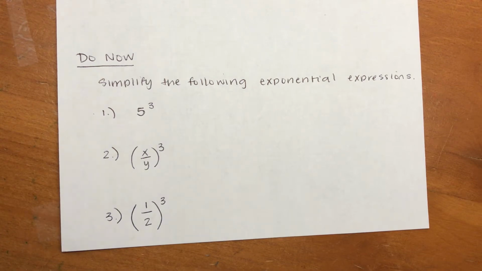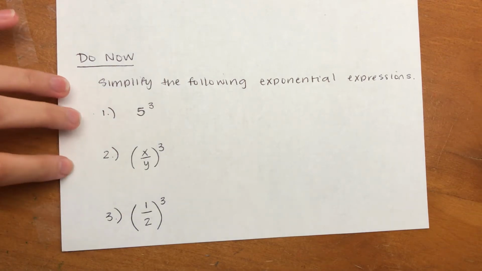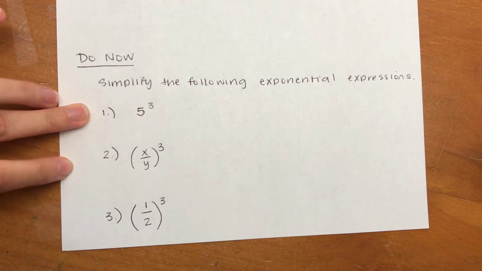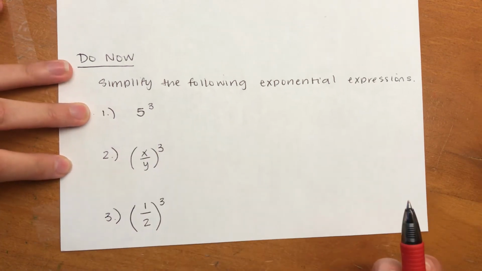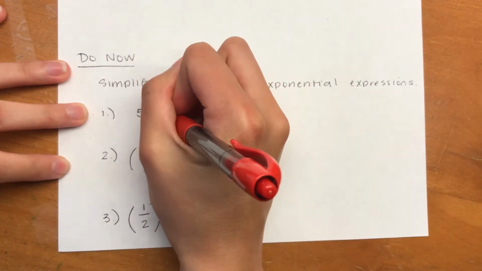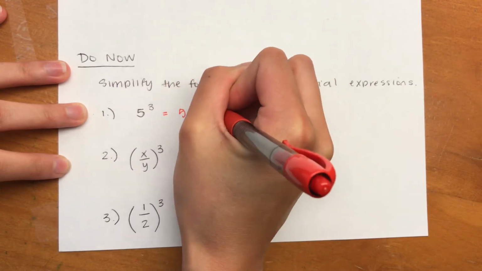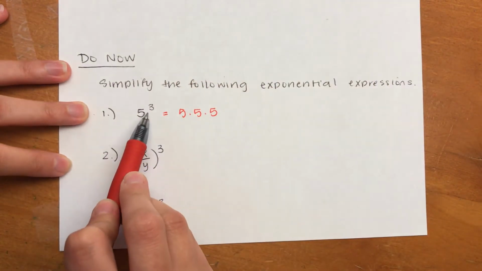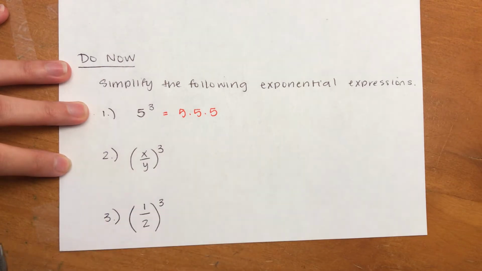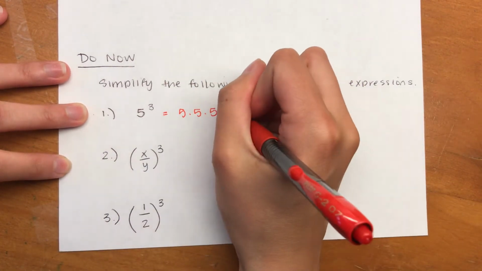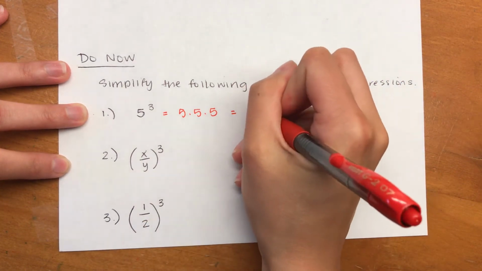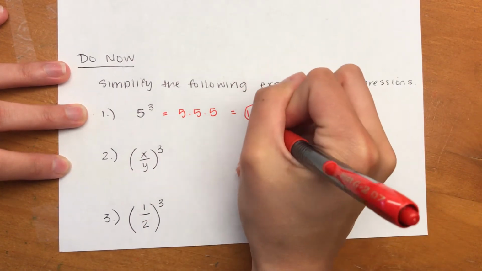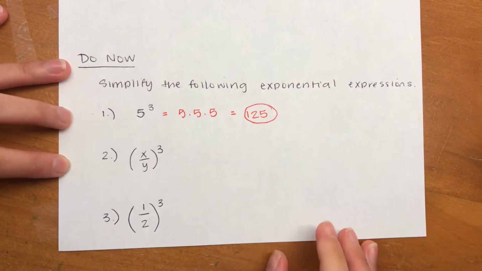Alright, so hopefully you have completed this, and this is something we talked about when we were doing properties of exponents, right? So for number 1, we just have 5 to the third. You could plug this into your calculator, or you could rewrite this as 5 times 5 times 5, because since we're at the third power, we need 1, 2, 3 5s. 5 times 5 is 25. 25 times 5 is 125. So that would be our final answer here.